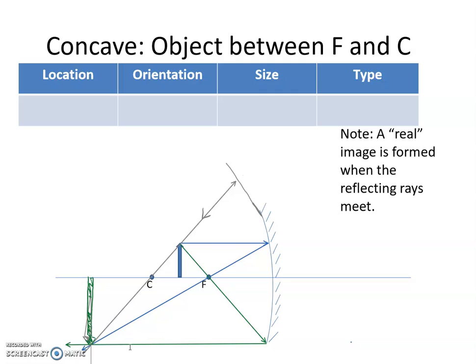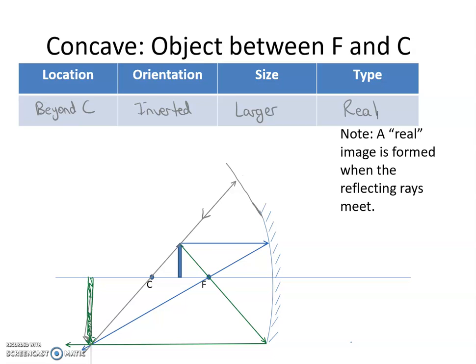So let's fill in these details. Location, orientation, size, and type. Location, it is beyond C. We also know the orientation is inverted. The size is larger. And the type is, again, it's real. Because a real image is formed when the reflecting rays physically meet.